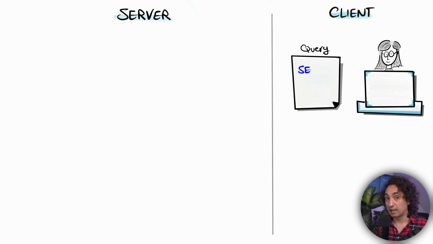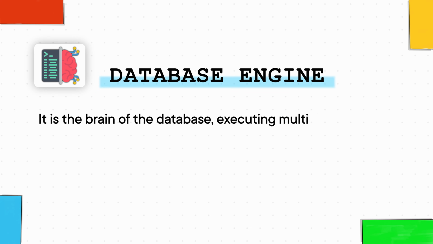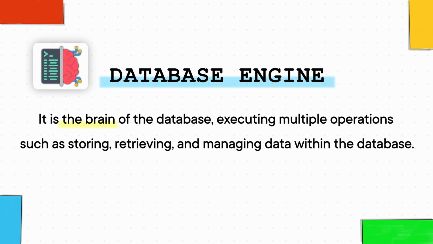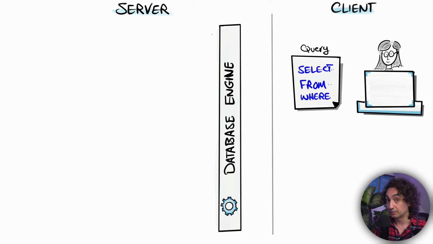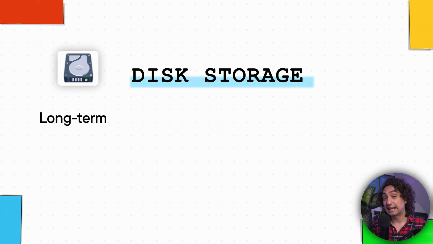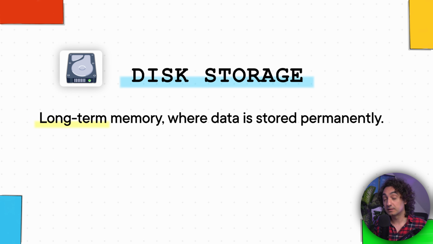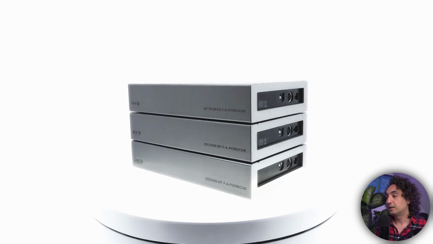Now on the server side, we have many things. The server is where the database lives, and it has many components like the database engine. The database engine is the brain of the database that handles different operations like storing, retrieving, and managing data in the database. So each time you execute a query, the database engine is going to take care of it. And now in the database, we have a very important component, that is the storage. The 2 main types of storage in a database are disk storage and cache. The disk storage is like a long-term memory where the data is stored permanently.